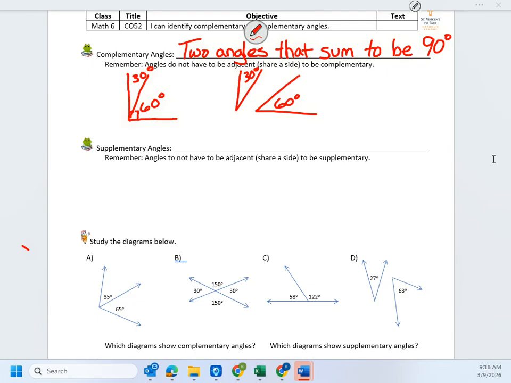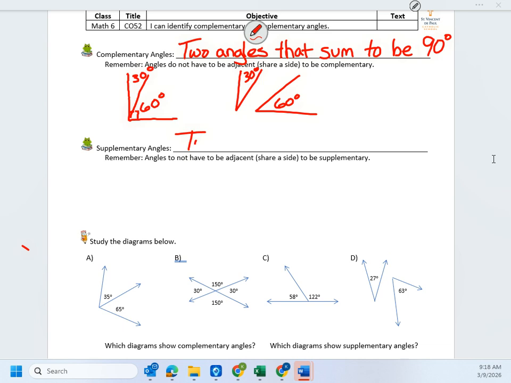Okay, so knowing what we know about complementary angles, anybody have a guess on what supplementary angles are? Rhoda? Where they cross? Good guess. We are going to learn about those, but not today. Michael? When it's not 90? Or it's more than 90? It's going to be a specific number.